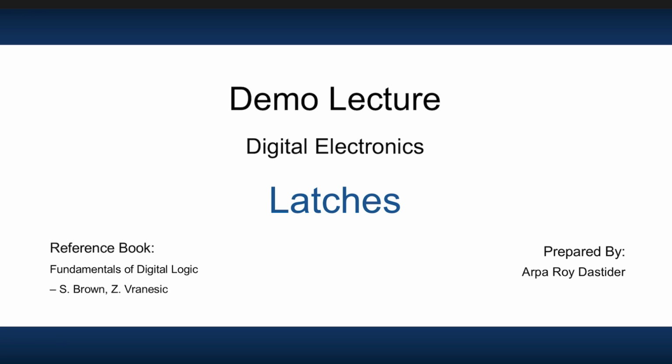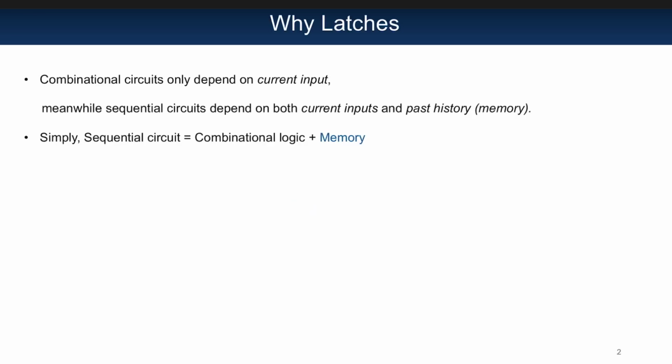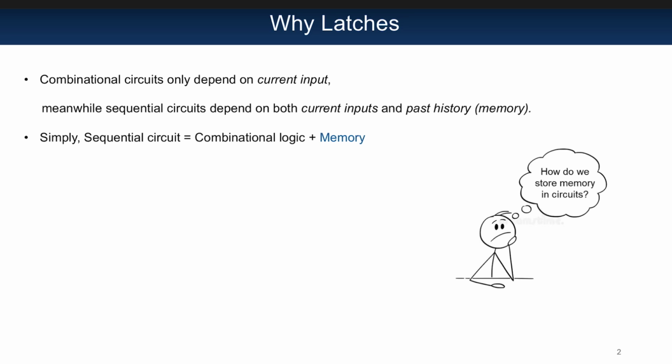Before going any deeper, first we need to understand why we need them. In digital systems, not all circuits depend on just the current inputs. Some also need to remember what happened earlier. Those are called sequential circuits. So in a sense, they need to keep memory. So how do we store memory in circuits? The answer starts with latches.